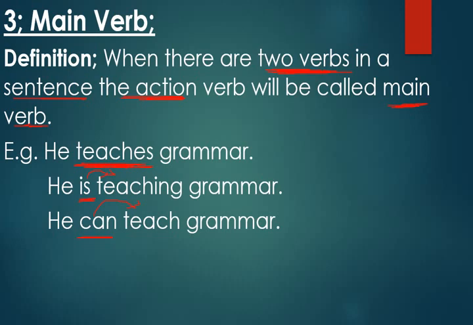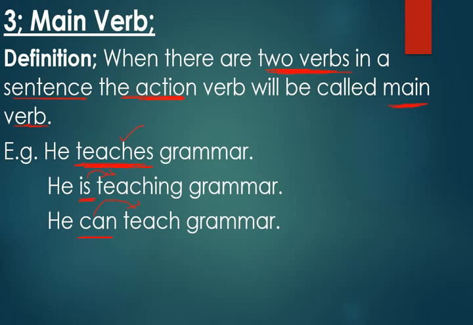So the definition of main verb is: when there are two verbs in a sentence. Is is also your verb and teaching is also your verb. Can is also your verb and teach is as well your verb. So when there are two verbs in a sentence, the action verb you are going to call main verb. Now in the first example, there is only one verb. He teaches grammar. Teaches is your only verb. There is no concept of helping verb and main verb.